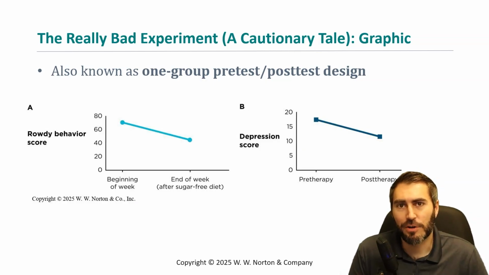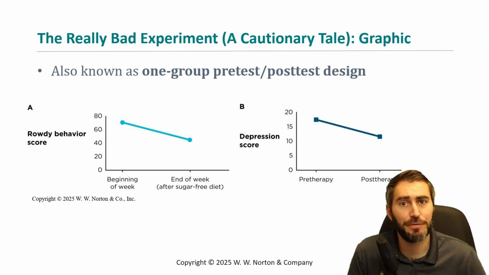Here we can see the results from these two bad experiment examples. It would appear from looking at the graphs that in both experiments there was a change in the groups from pre-test to post-test. On the surface, this appears to be meaningful, but let's now talk about why these studies are problematic and how they can break down under threats to their internal validity.